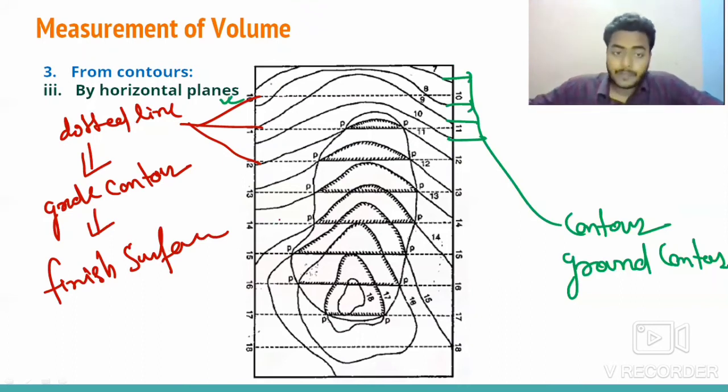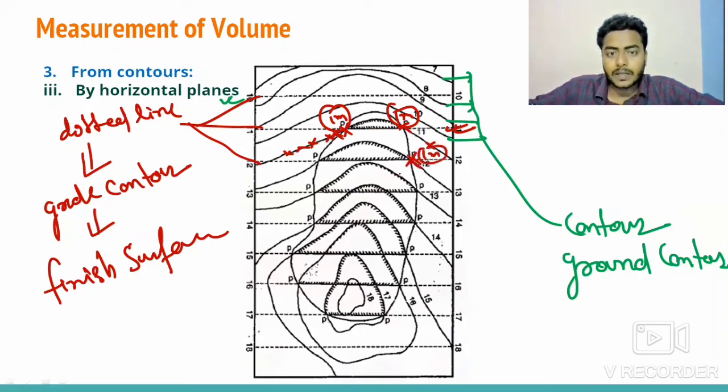Okay, so look at this. At this point, you can see the 12 meter contour is running. At this point, actual ground is 12 meter from the benchmark, but we want only 11 meters. So we require 1 meter cutting at this point. At this point also 1 meter cutting. Here also, ground is 12 meter of elevation. We want 12. So we require 1 meter cutting.